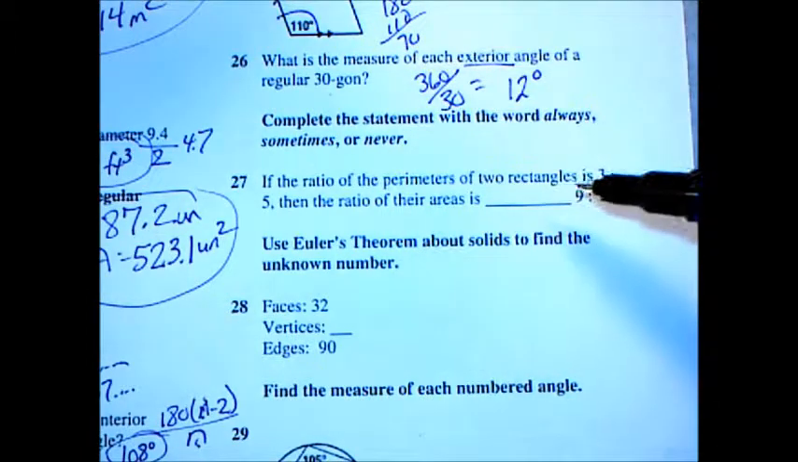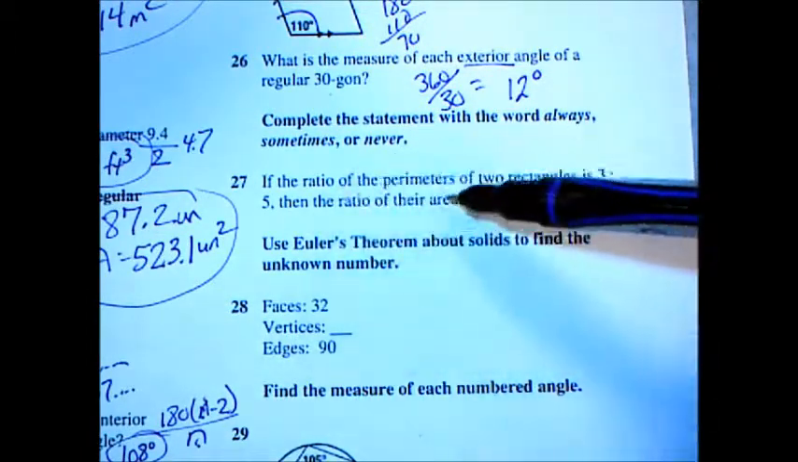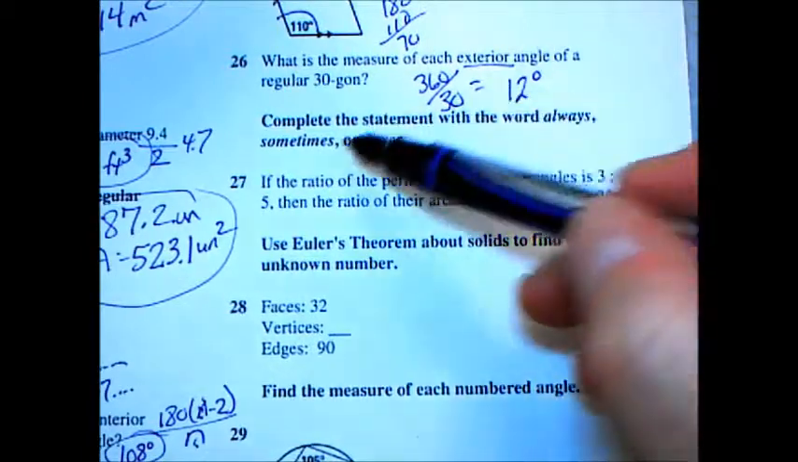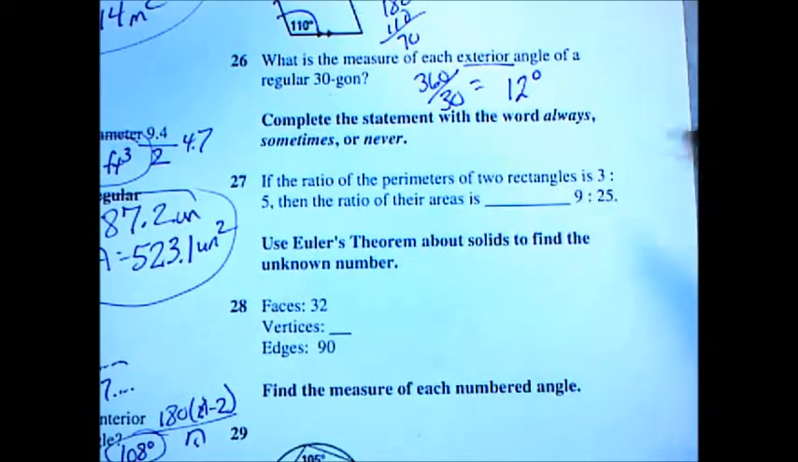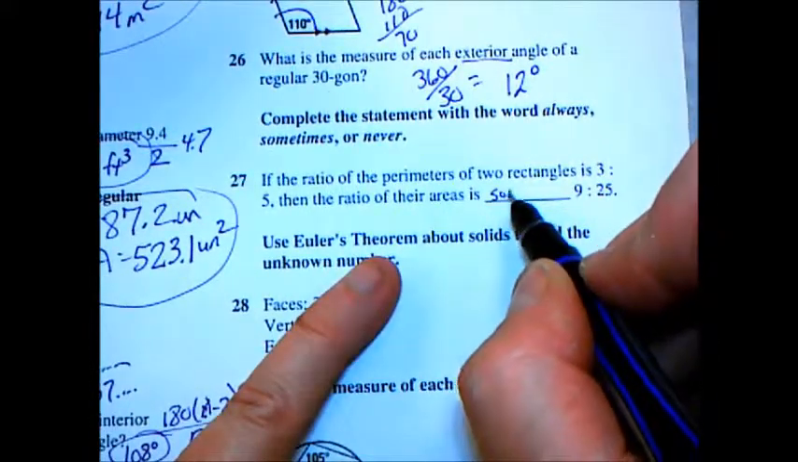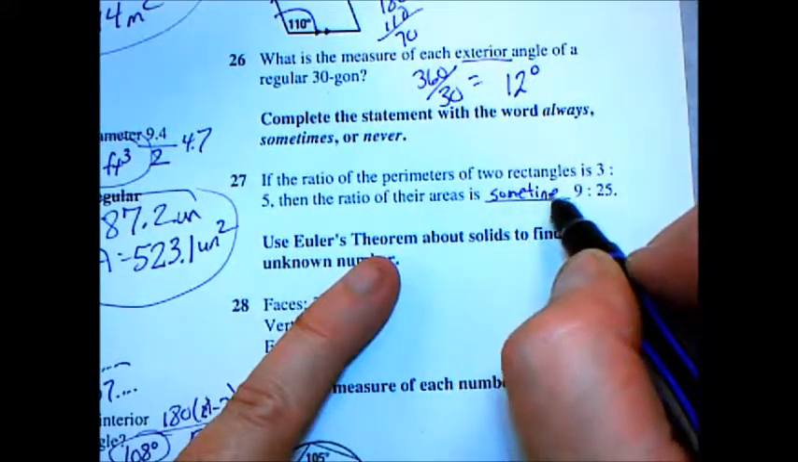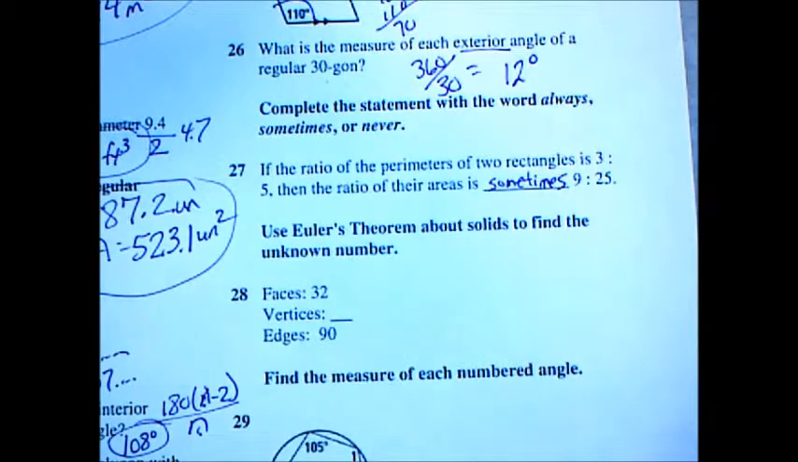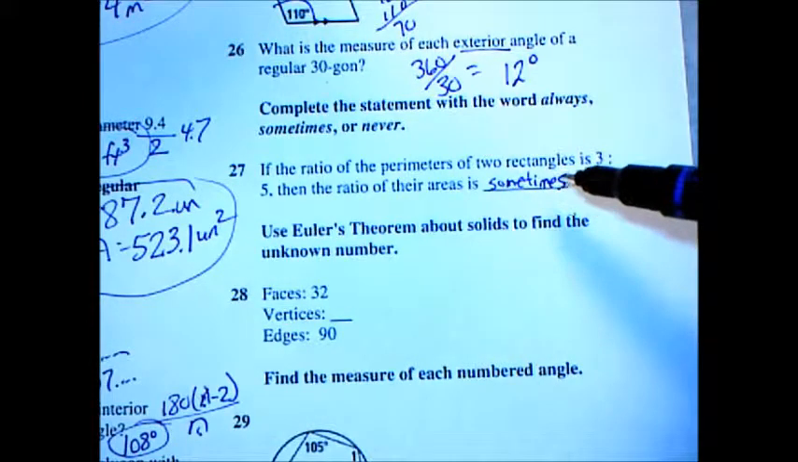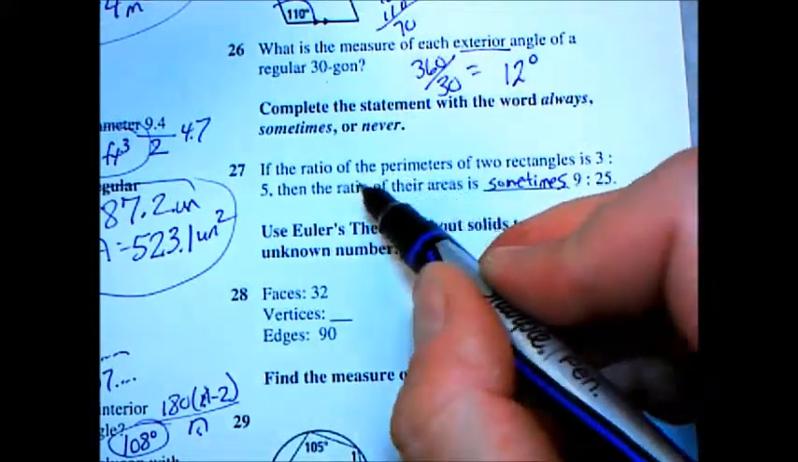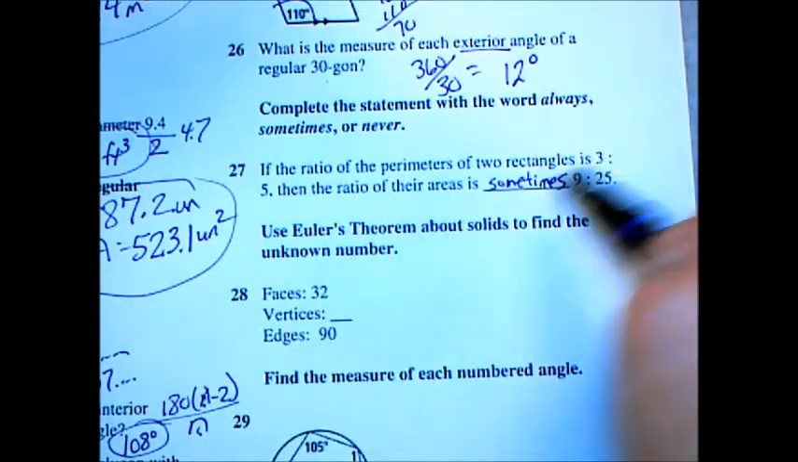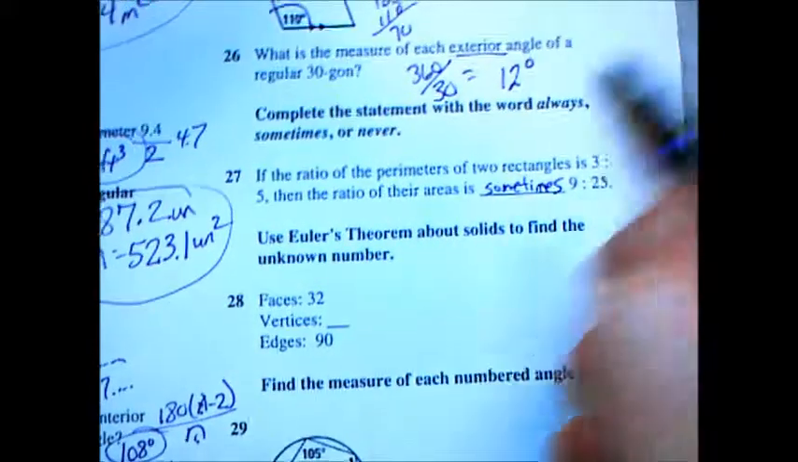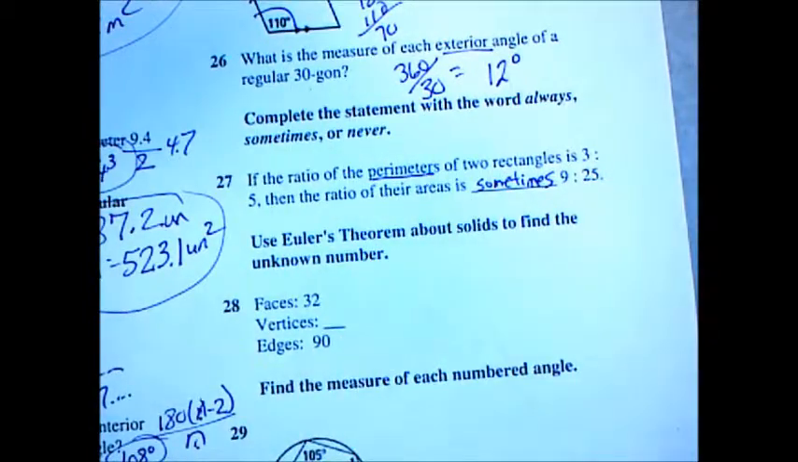27. If the ratio of the perimeters of the two rectangles is 3 to 5, then the ratio of their areas is sometimes, always, or never 9 to 25. On this one it's going to be a sometimes. The reason is you're dealing with the perimeters, and the size doesn't necessarily mean that they're all proportional. So this is a sometimes situation. Now if this said the ratio of the sides of the rectangle were 3 to 5, then this would be an always. But it's that word right there, it's iffy on the sides.